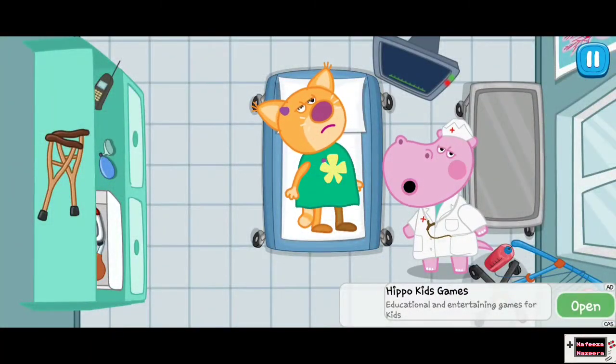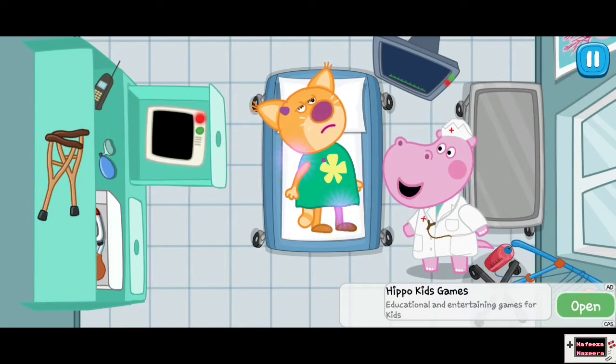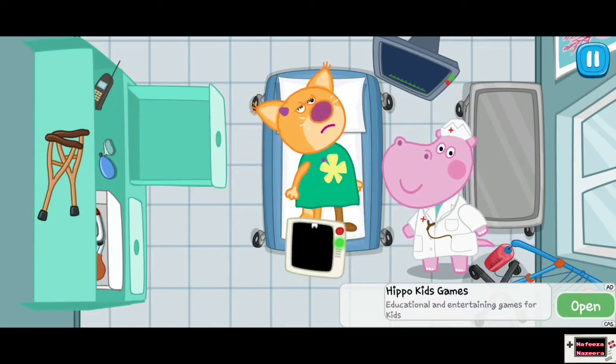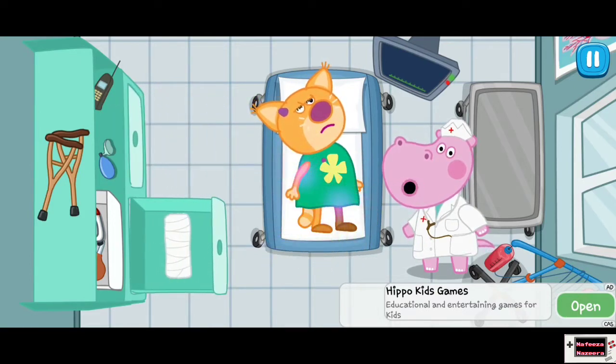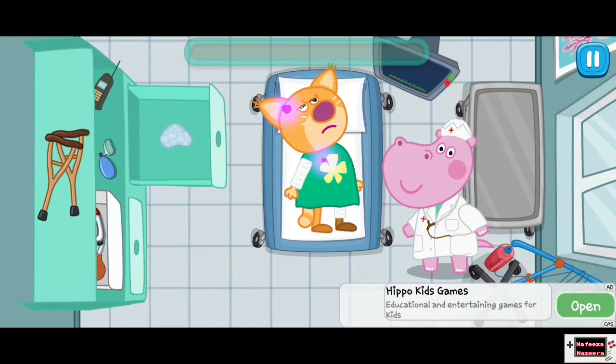Patient has a lot of injuries. Serious assessment and urgent treatment are needed here. Use scanner machine to search for broken bones. More. Let's put the fracture in plaster. Put ice to the problem place.